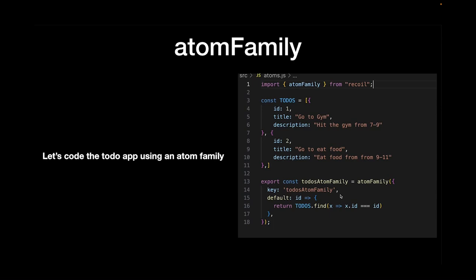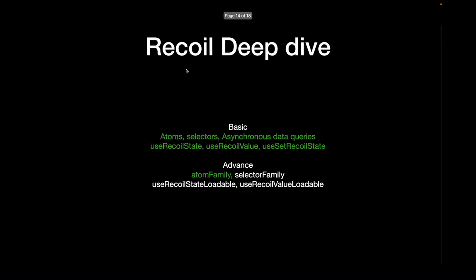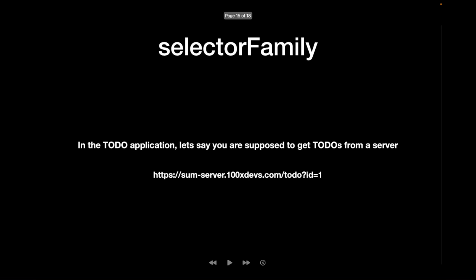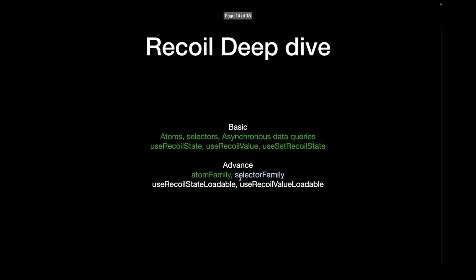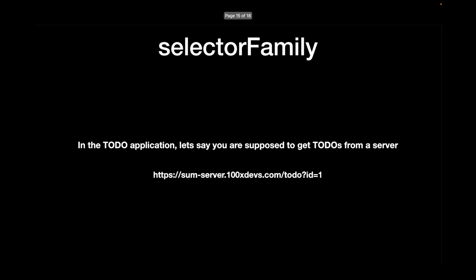This is great, but what is this missing? This is missing what if this data is present on a backend? How do I get this data from the backend and actually render it here? Which is what we will discuss next when we get into selector family. All right. Next up, what's left? Selector family, and these two hooks that I need to discuss. Let's kick things off with selector family here.